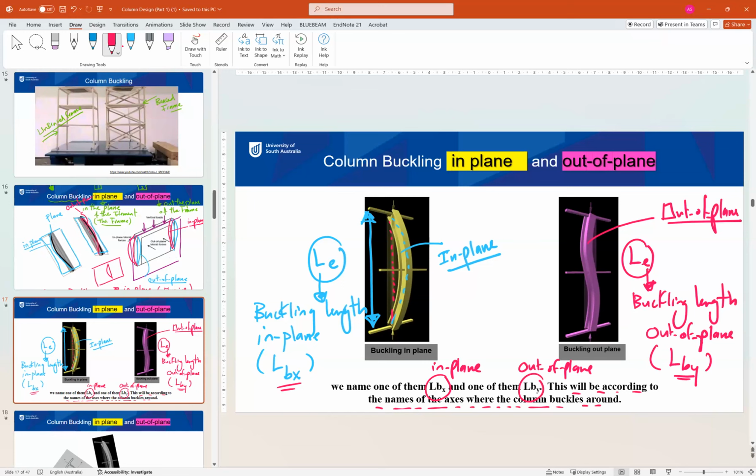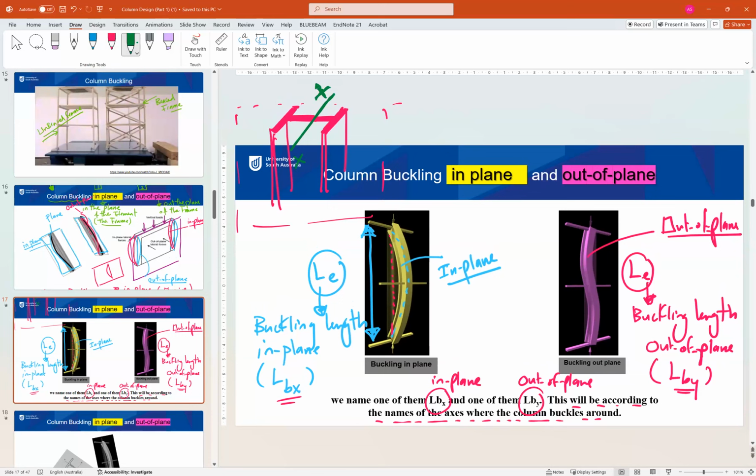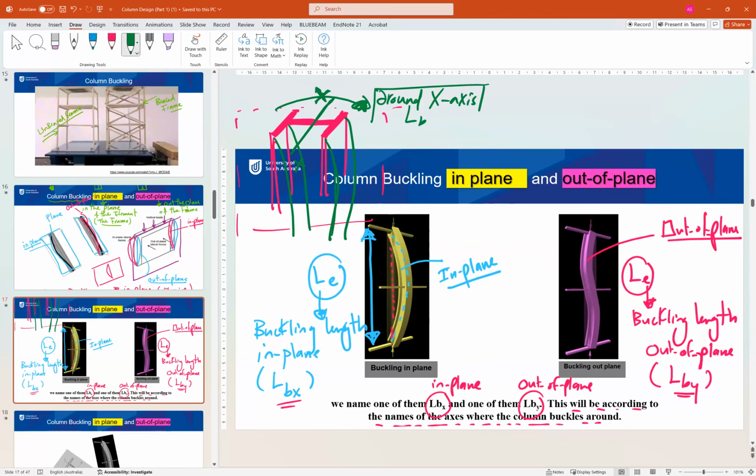So because usually buckling in plane, if this is our column, this is how the column is installed in the frame. So this is the plan of the column. We have two axes, as you can see. This is the x-axis. So buckling in plane means the column will buckle in this direction. This means that the rotation is around the x-axis. That's why we call it LBX. So the in-plane buckling is LBX because it is happening in plane, or the buckling in plane happens around the x-axis.